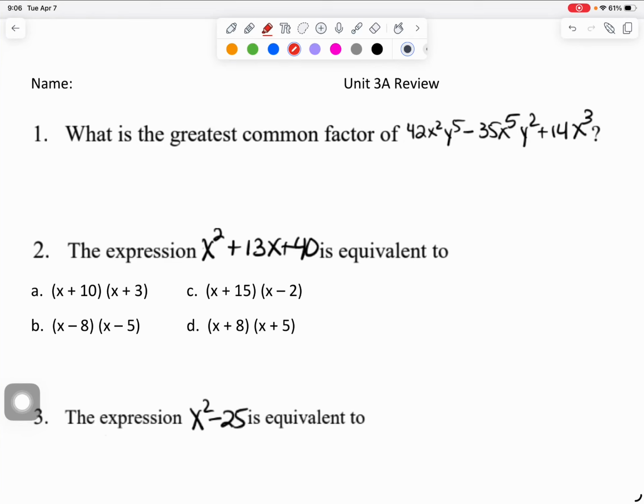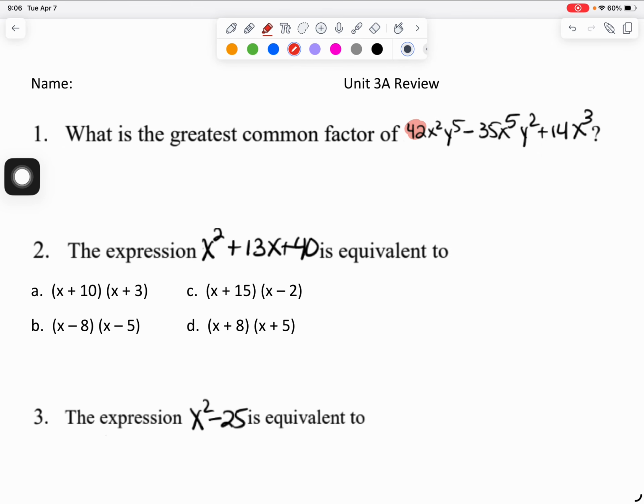All right, my Math 2 crew, this may look like a beast of a quiz, but in all reality, guys, get comfortable with your multiplication table because you can do this so simply. What is the greatest common factor of 42x squared y to the fifth minus 35x to the fifth y squared plus 14x cubed? We're looking for that GCF.